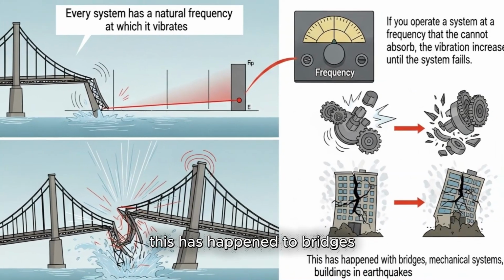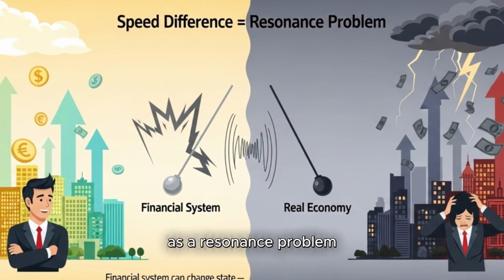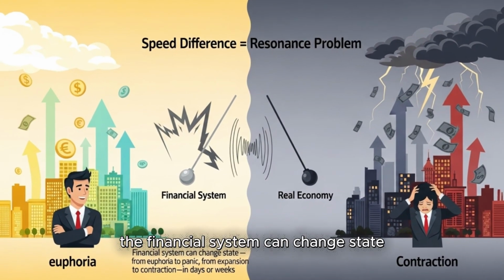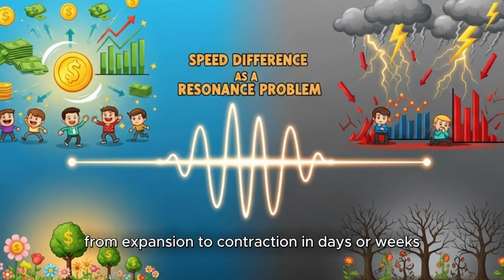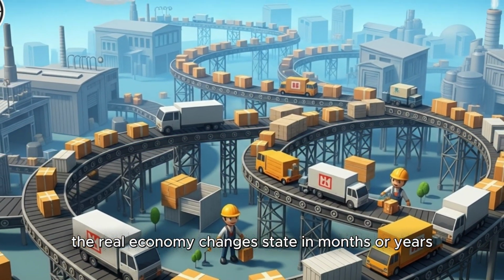This has happened to bridges, to mechanical systems, to buildings and earthquakes. Think about the speed differential as a resonance problem. The financial system can change state, can move from euphoria to panic, from expansion to contraction in days or weeks. The real economy changes state in months or years.